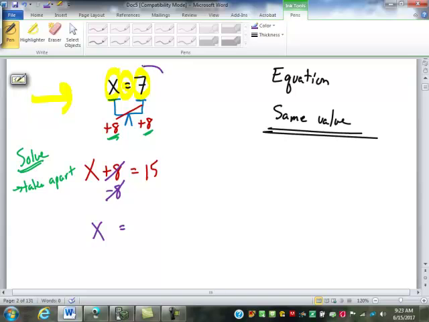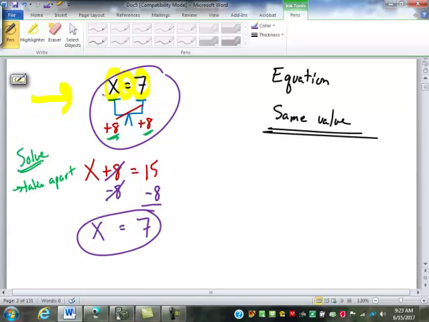Now, just like we saw up here with the balanced scale, if I subtract 8 from one side, I have to do the exact same thing to the other side. So 15 minus 8 is 7. I am now back to that original form of a variable equals a number. And when we're told to solve, that's all it's asking us to do, to take that equation apart and get it back to that simplest form of a variable equals a number.